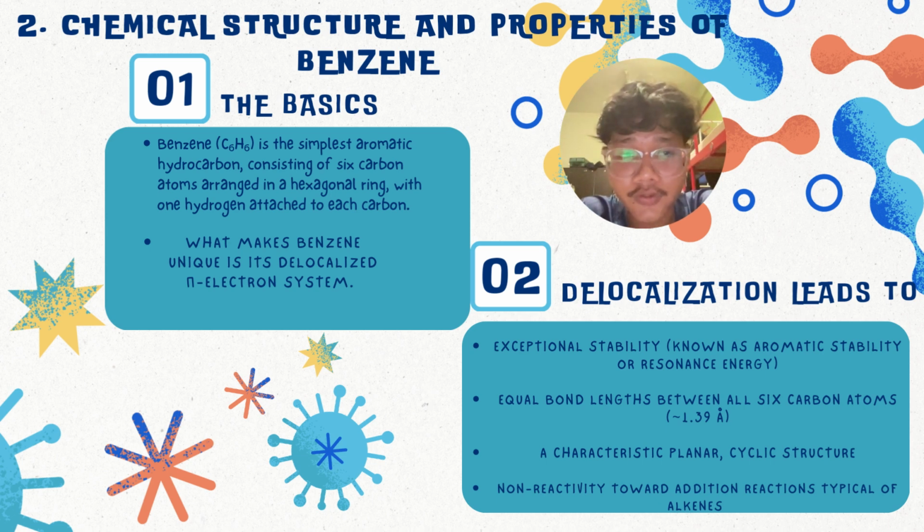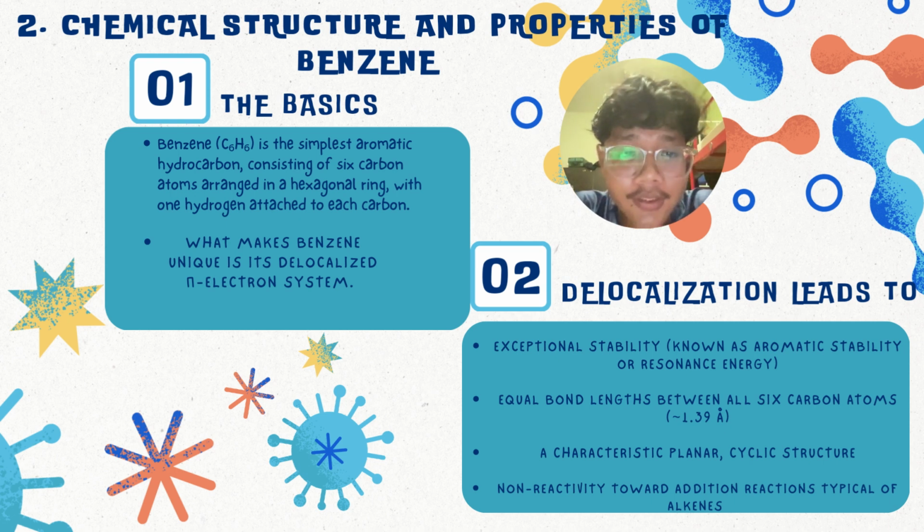For the next point, we will talk about the chemical structure and properties of benzene. So, the basics. Benzene is the simplest aromatic hydrocarbon, consisting of 6 carbon atoms arranged in a hexagonal ring with one hydrogen attached to each carbon. What makes benzene unique is its delocalized electron system. Instead of having alternating single and double bonds like a typical alkene, the electrons are shared equally across the ring, forming a stable, symmetrical structure, and this is known as resonance.